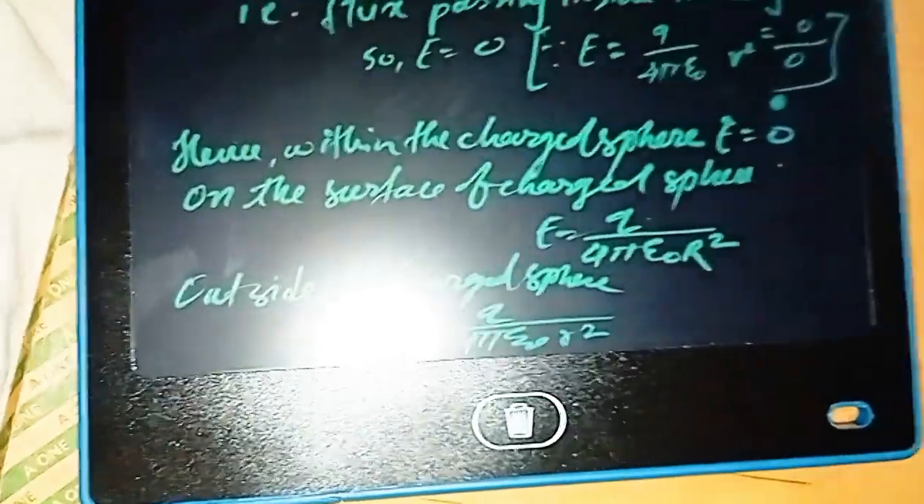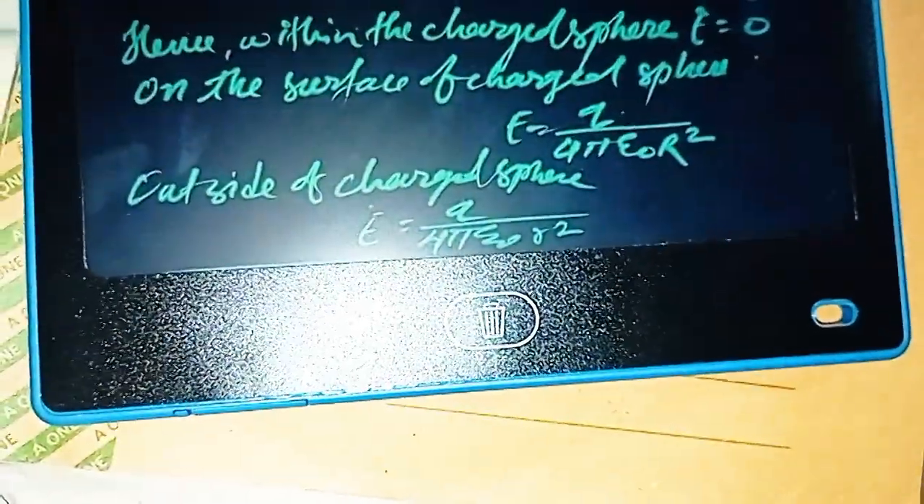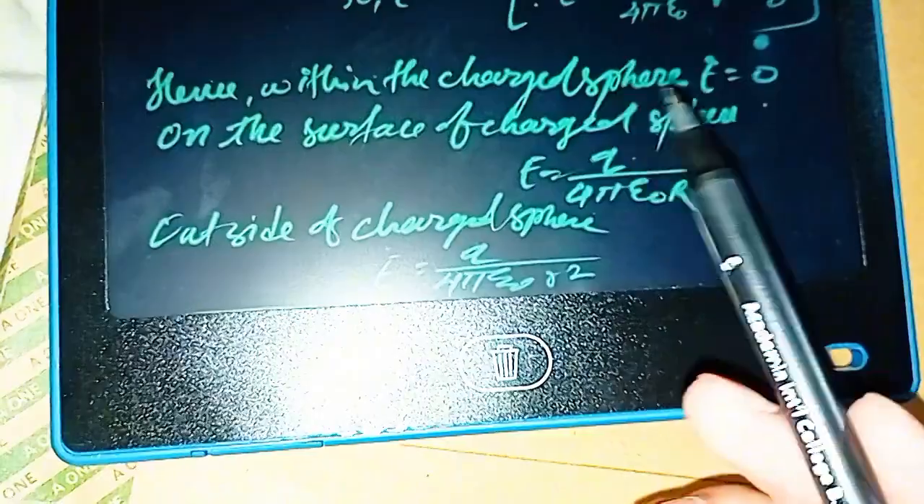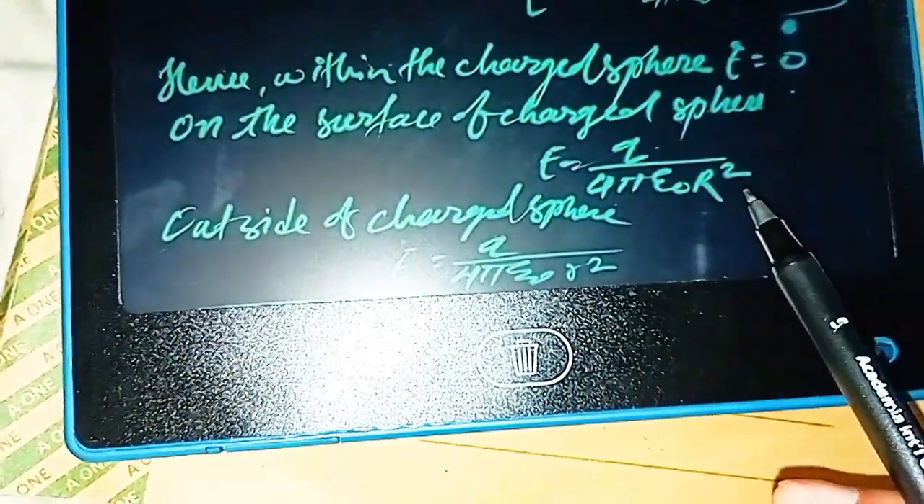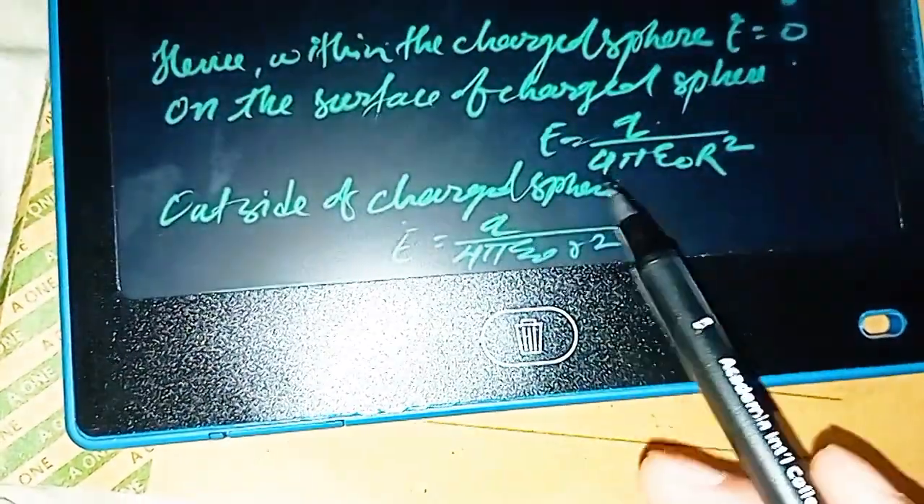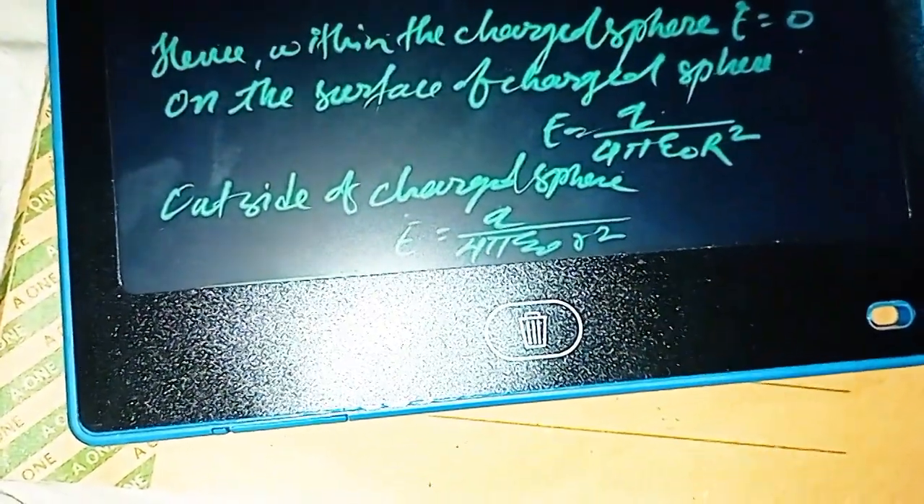I will write here. So the conclusion we get from the three applications is: within the charged sphere, E is equal to 0. On the charged sphere, E is equal to Q by 4 pi epsilon naught capital R square. Outside the charged sphere, E is equal to Q by 4 pi epsilon naught small r square.